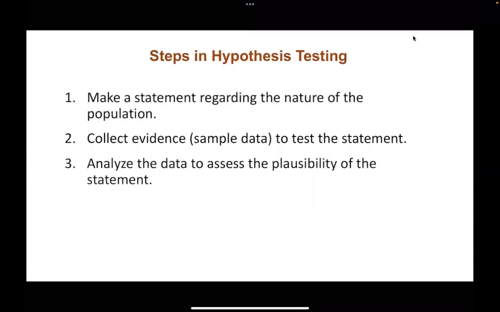Next, I'm going to analyze the data to assess the plausibility of the statement. So I'm going to find out, what is the probability that I got the information I did in my sample data if the data that you gave me originally was true? If that original mean is the mean, what is the probability that I got the sample that I did? So that's what we're going to do. And then you make some conclusion. You use big flowery words, but you guys don't have to use super flowery words. I don't require that. All right.